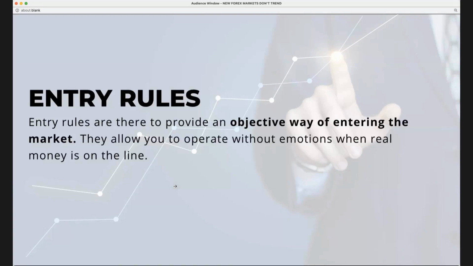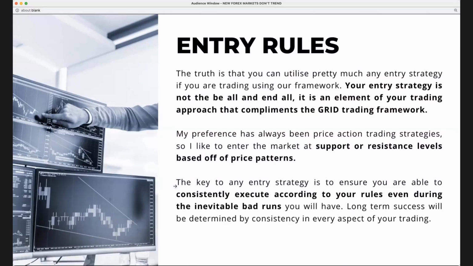The next part is the entry rules. As I said before, entry rules give us an objective way of entering the market. They allow us to operate without emotions. However, it's not the biggest part of this. From an entry rule perspective, I don't have the time here to go into all of that, so I'm going to leave that up to your imagination. You can go on to Forex Factory, whatever, find the latest and greatest system and apply it with this grid trading system. I promise you won't be disappointed.